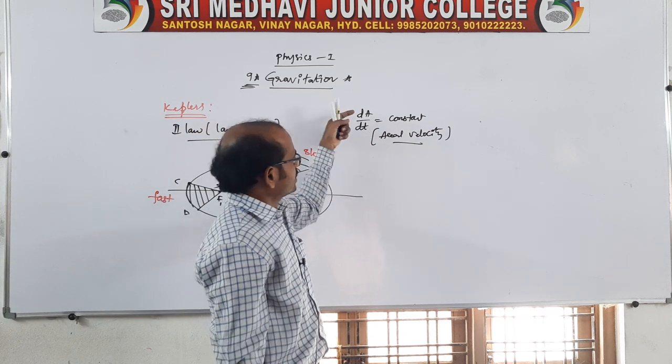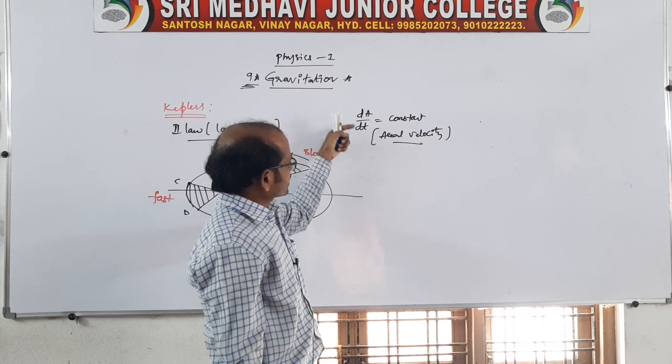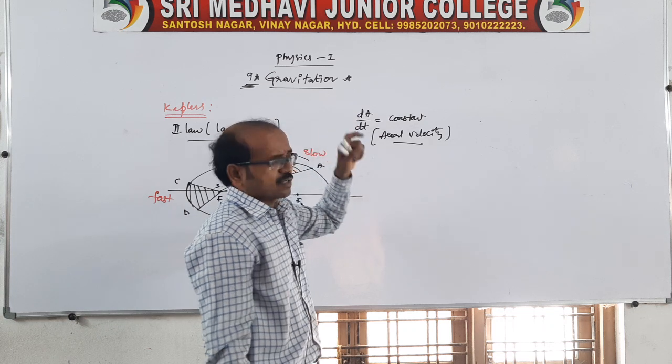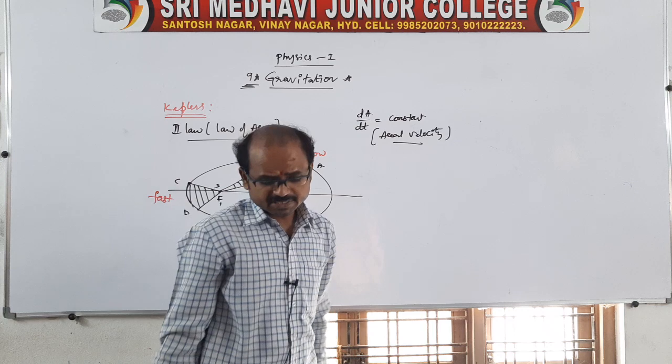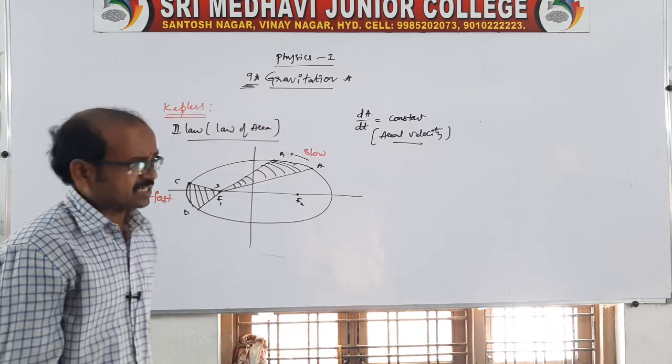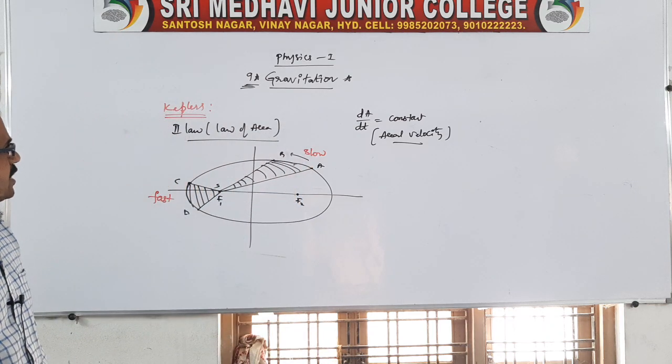The areal velocity vector, that is, the area swept by the vector, or areal velocity, is always constant. That is what we call the law of area.